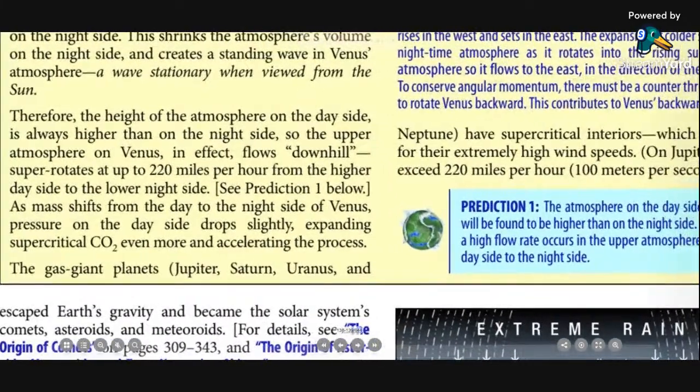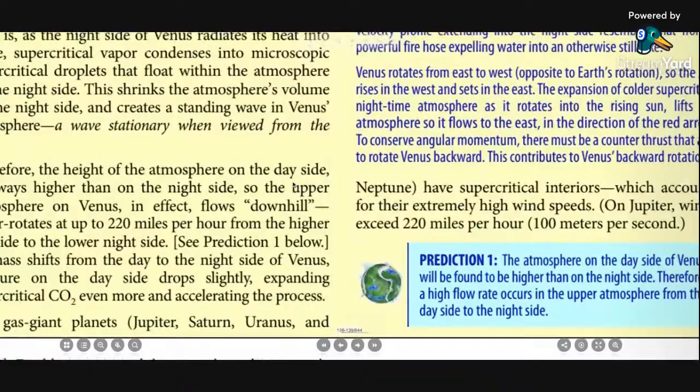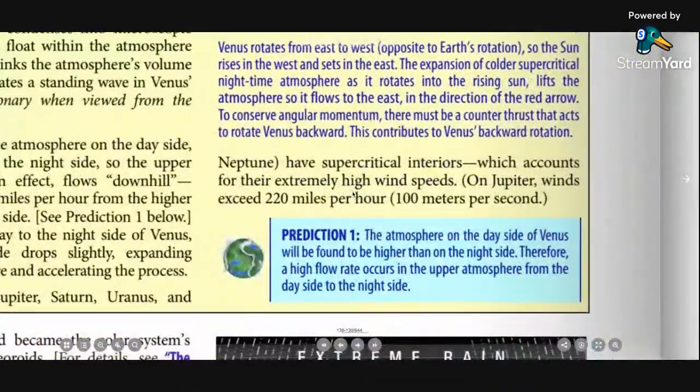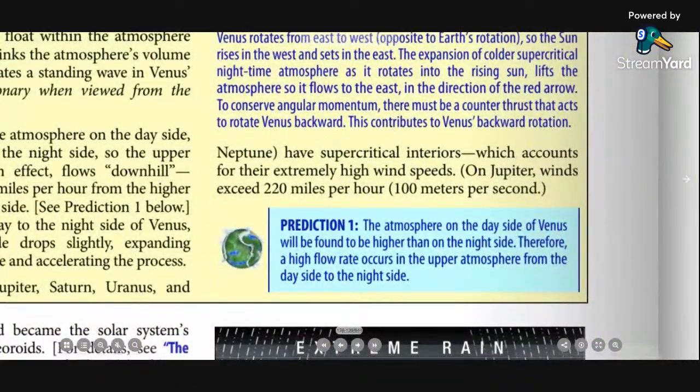The gas giant planets Jupiter, Saturn, Uranus, and Neptune have supercritical interiors, which accounts for their extremely high wind speeds. On Jupiter, winds exceed 220 miles per hour, 100 meters per second.